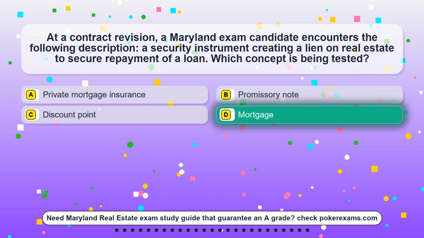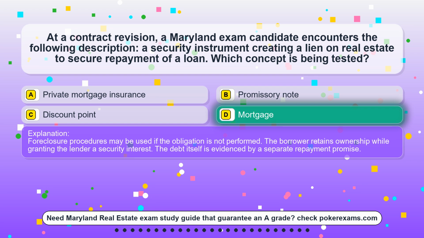The correct answer is option D, mortgage. Foreclosure procedures may be used if the obligation is not performed. The borrower retains ownership while granting the lender a security interest. The debt itself is evidenced by a separate repayment promise.